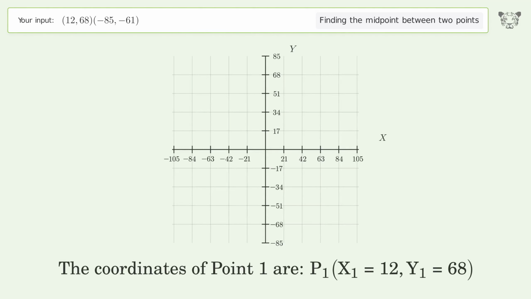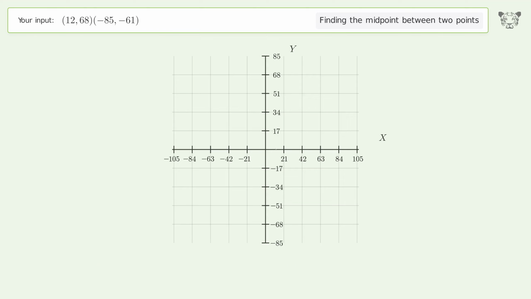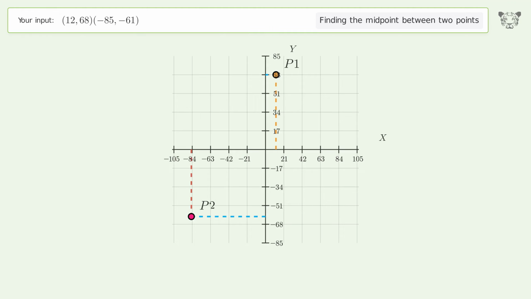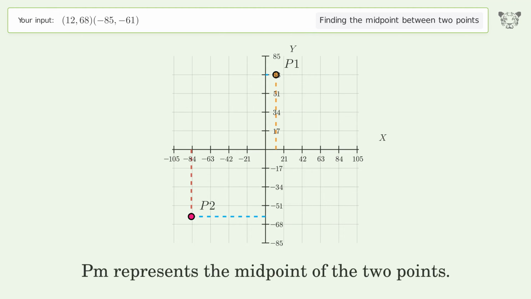The coordinates of point 1 are x1 equals 12, y1 equals 68. The coordinates of point 2 are x2 equals negative 85, y2 equals negative 61. PM represents the midpoint of the 2 points.